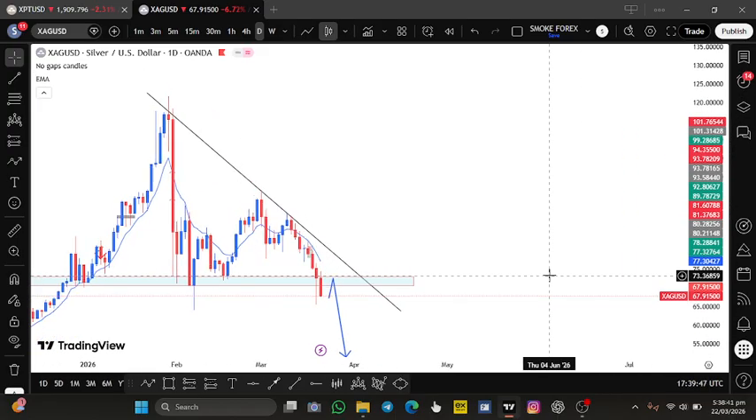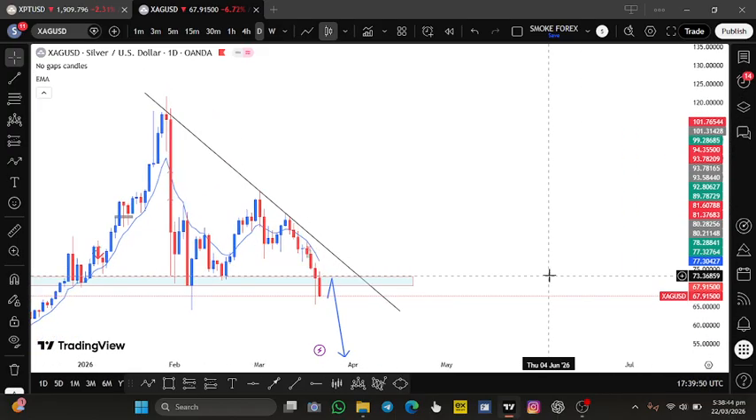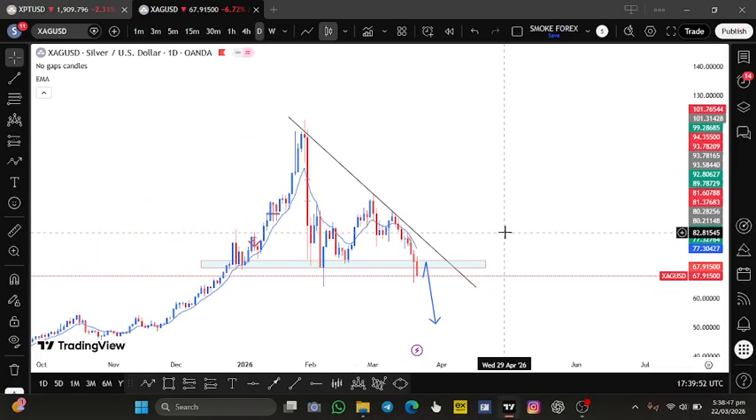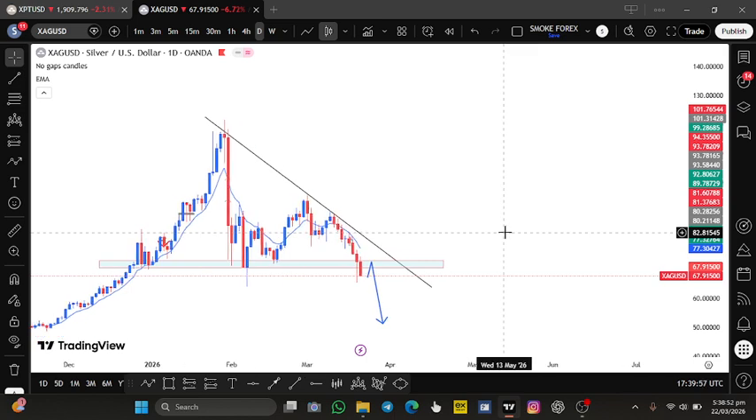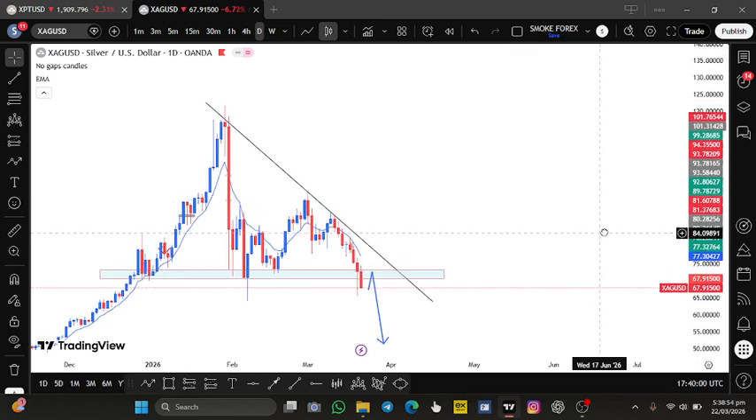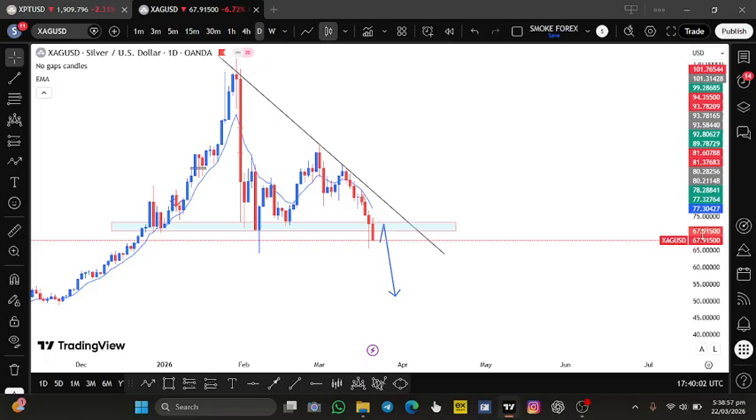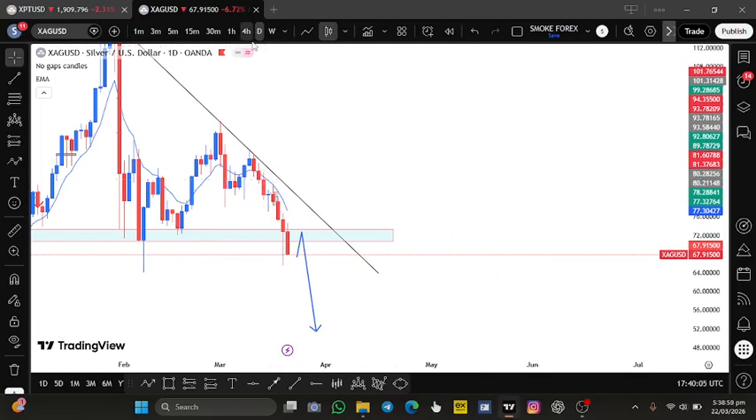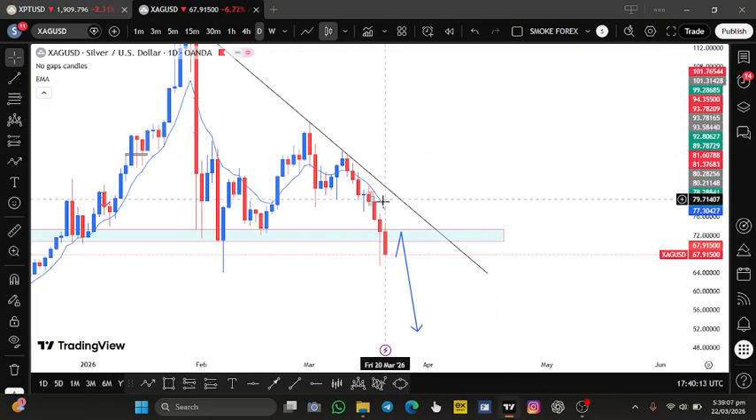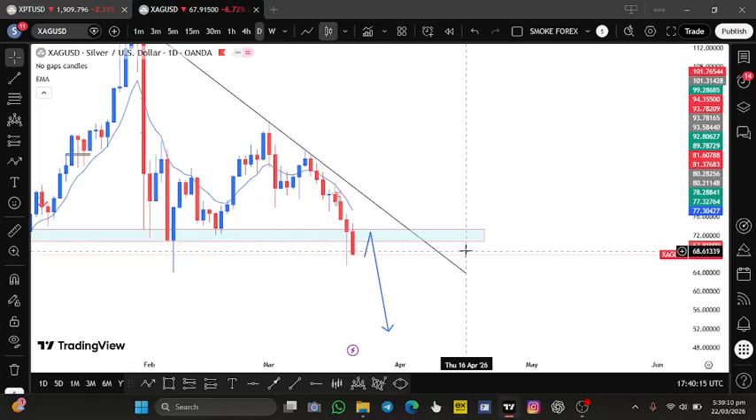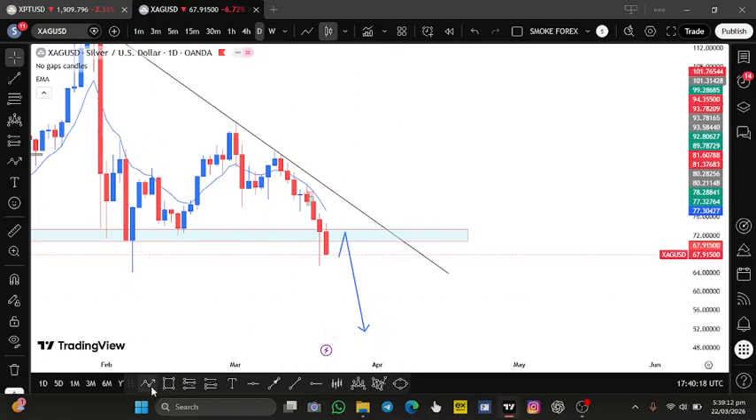My last two pairs are silver and platinum. I do have silver on my watch list this week again. So what do I want to see? This is an area of interest on the daily time frame, a very clean area of interest. Price just broke it. All I do want to see is the retest with a rejection candlestick or whatever.